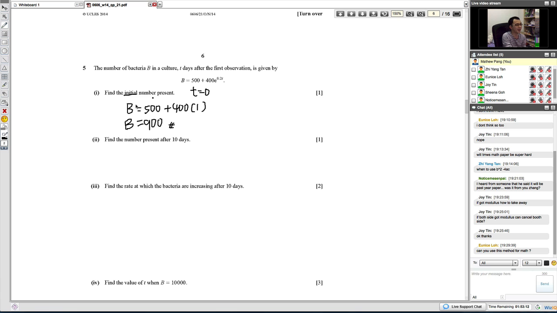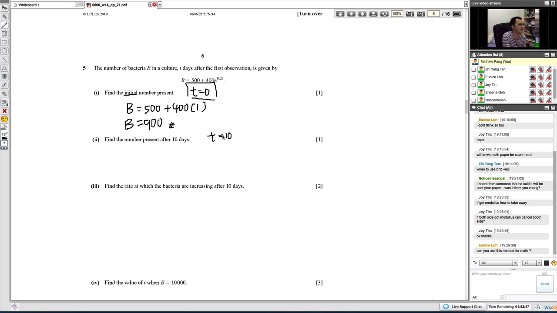Don't panic whenever you see a question like this. See initial, the first thing coming to your mind should be t equals to 0. Always. Then find the number present after 10 days. That means t equals to 10.